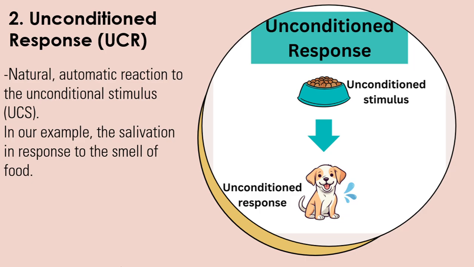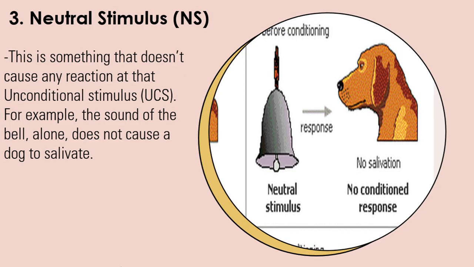Unconditioned response, known as UCR. The unconditioned response is the natural or automatic reaction to the unconditioned stimulus. This response also happens without any prior conditioning. In the example provided, the salivation of the dog in response to the smell of the food is the unconditioned response.